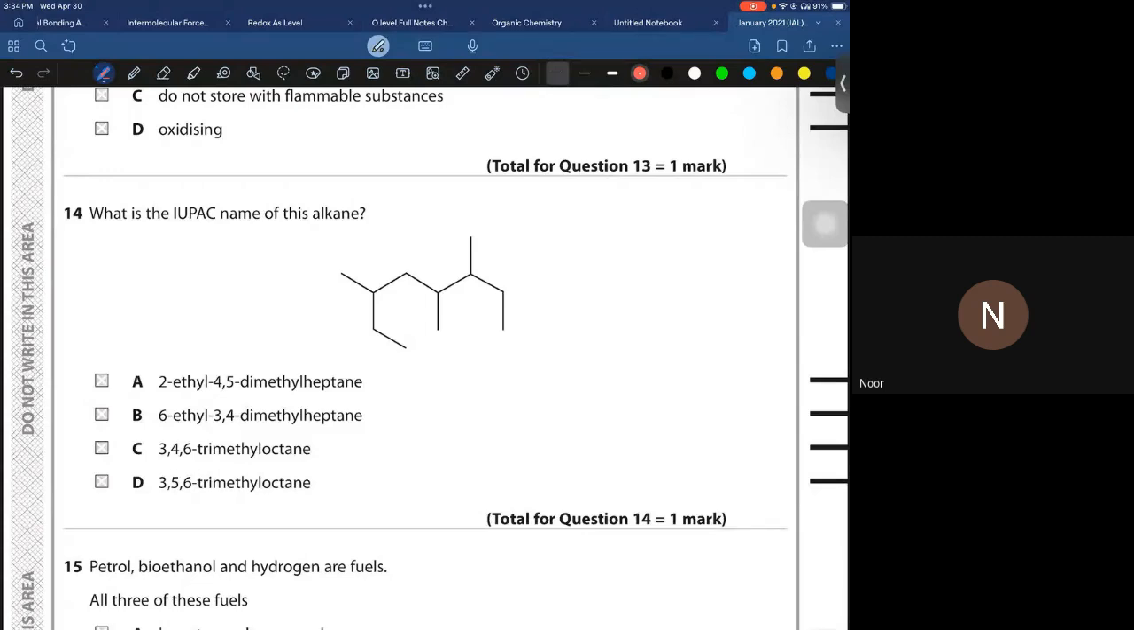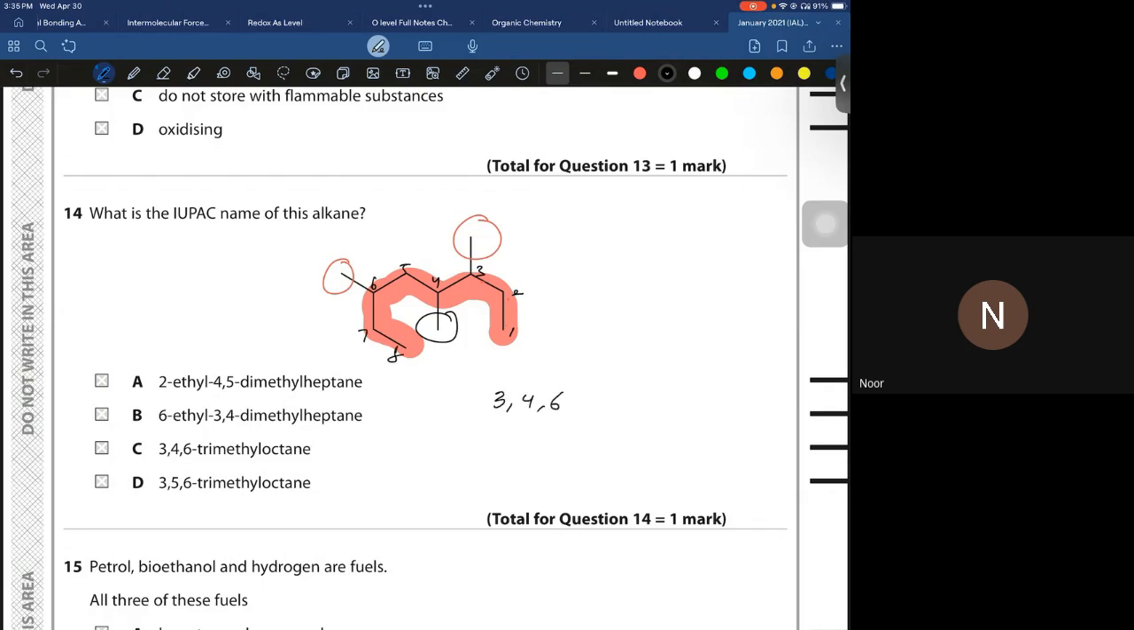D. D for doctor. So this is the longest chain. Okay. And these are the two branches. So one, two, three. Like I'm supposed to name it. One, two, three. This is also the branch. Four, five, six, seven, eight. So the branches are at three, four, and six position.